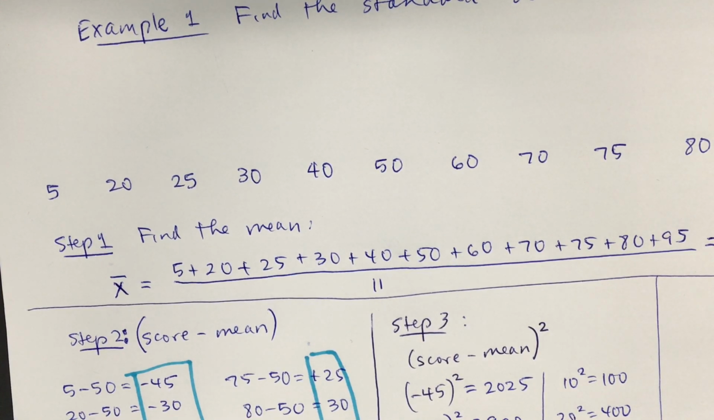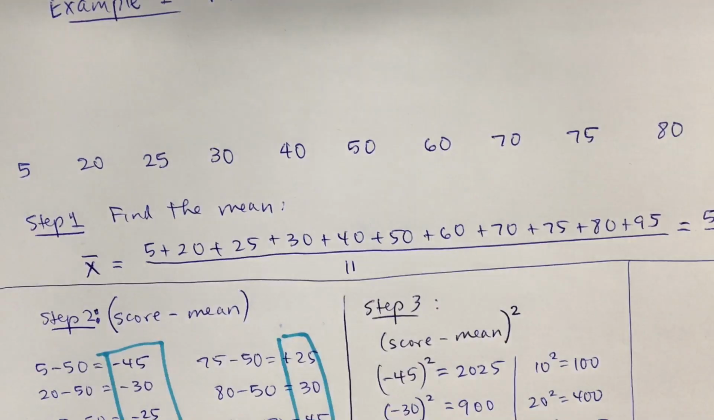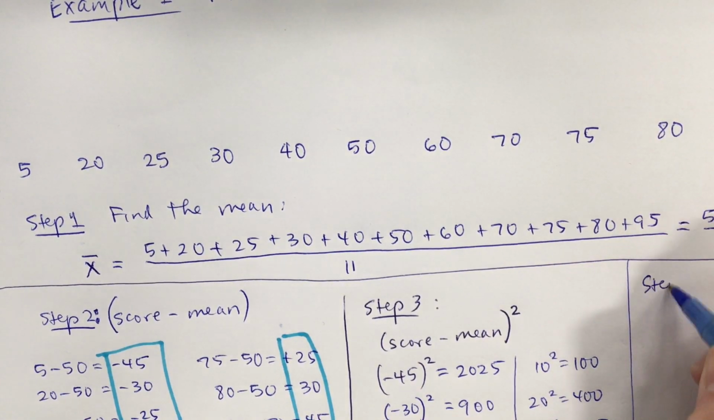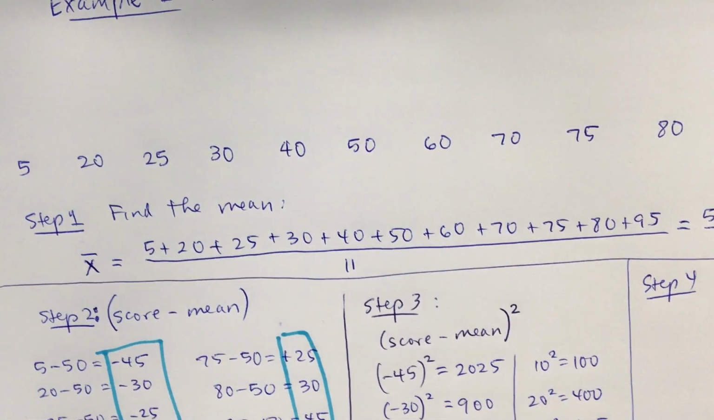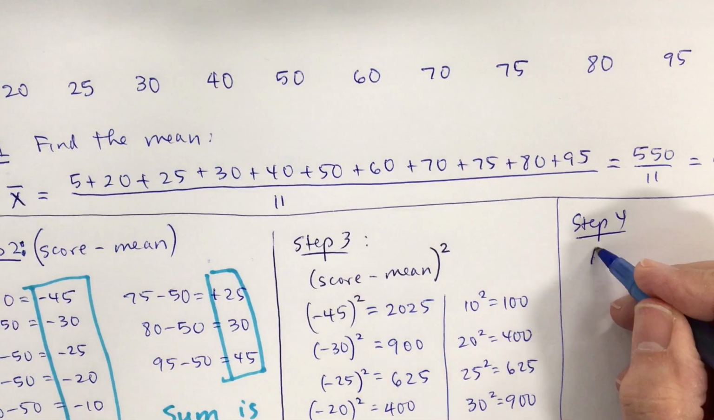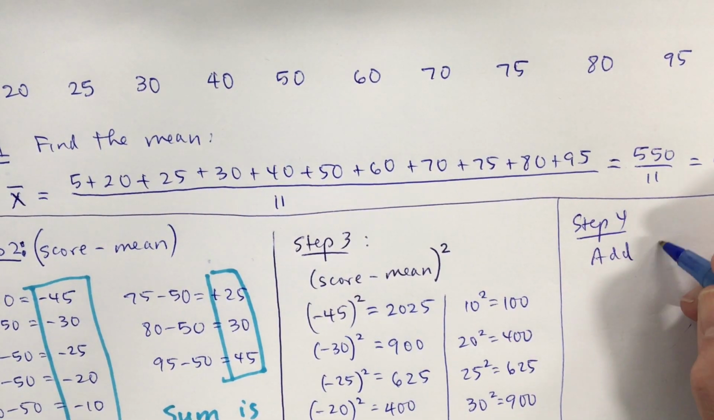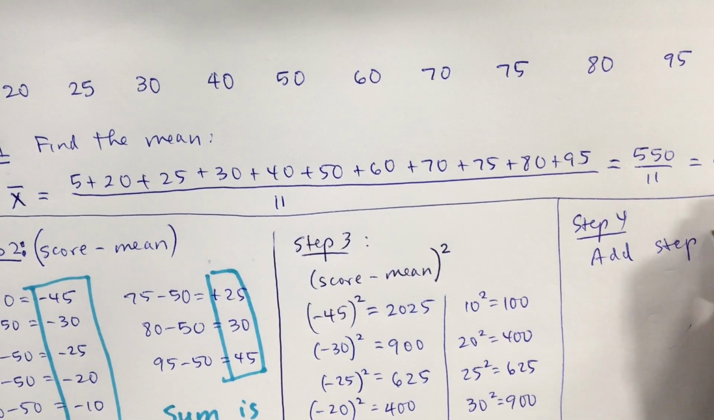I'm going to try to squeeze in the last few steps on this page. Step 4 is that you add the numbers from step 3. Step 4, I will just write add step 3 numbers.